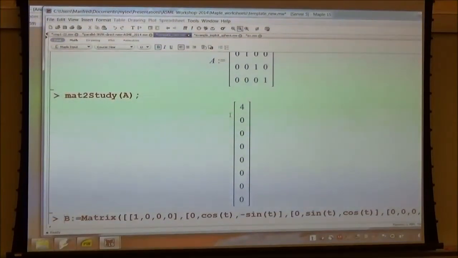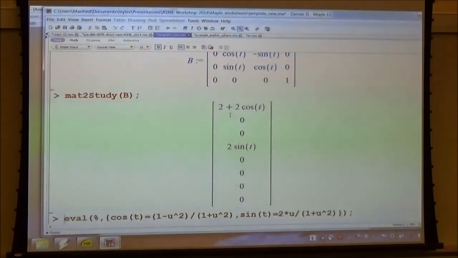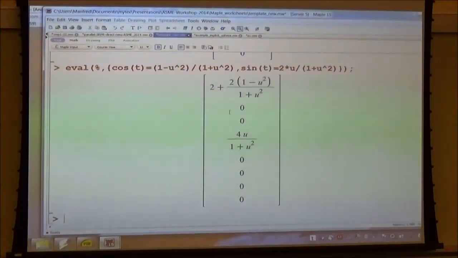Let's do the same with this matrix I have shown before. Mat2studi gives you this. This corresponds to this matrix, the quaternion. Then I have said we do half-tangent substitution. Here you see the half-tangent substitution. Cosine d is equivalent to 1 minus u squared divided by 1 plus u squared. The sine is 2u divided by 1 plus u squared. You see this is what happened.